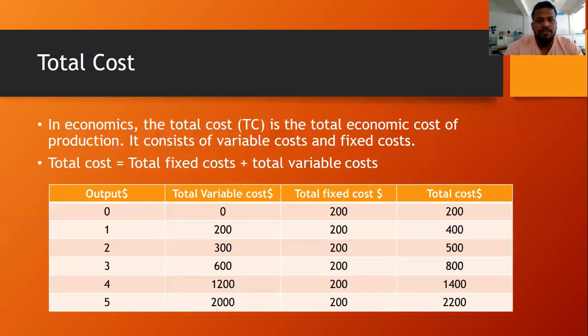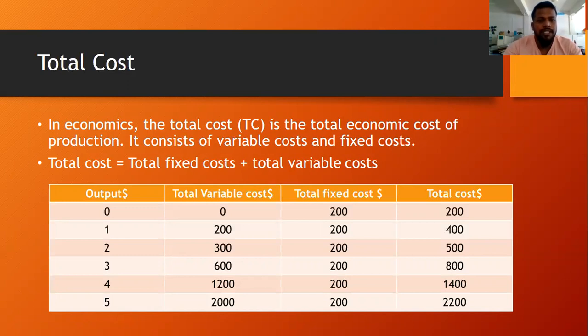Here, first we are going to calculate the total cost. In economics, the total cost is the total economic cost of production. It consists of variable cost and fixed cost, which we already discussed in the last class. Variable cost will vary along with the output, but fixed cost will not vary along with the output, though it does vary in the long run.